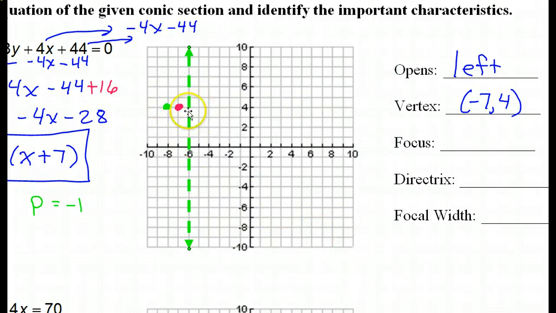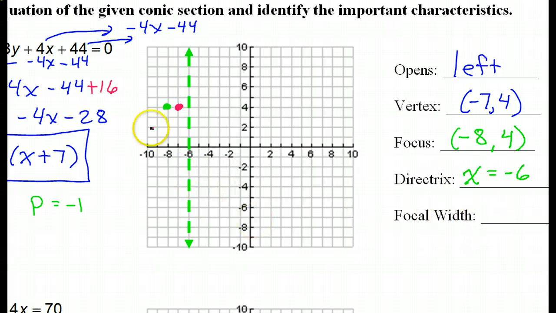Okay, so there's my focus and my directrix. I should jot this down. So my focus was -8, 4. And my directrix, this vertical line, is x equals. Vertical lines are always x equals -6. Horizontal lines would be y equals.